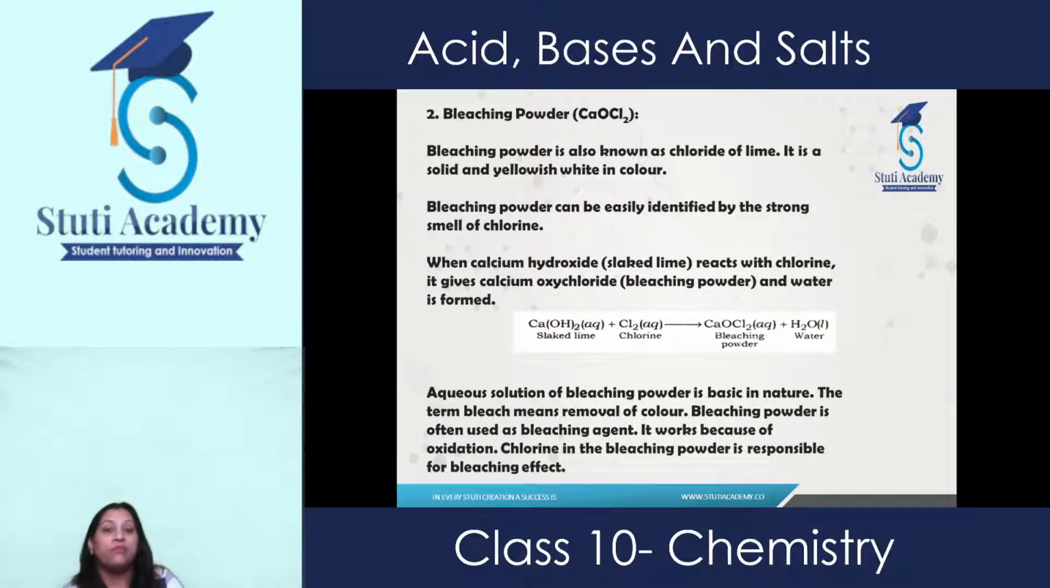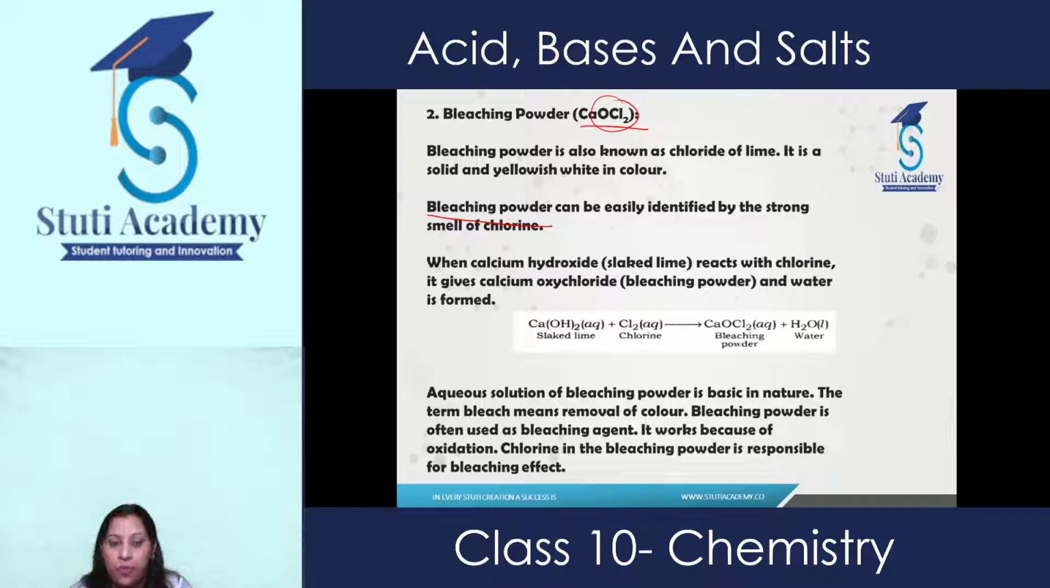And the next salt is bleaching powder, and its formula is CaOCl2. It is also known as chloride of lime due to the presence of this. Its color is yellowish white, and it can be easily detected by the smell of chlorine. So when chlorine gas is evolved, it has some smell. Due to the presence of that chlorine smell, it can be easily identified.